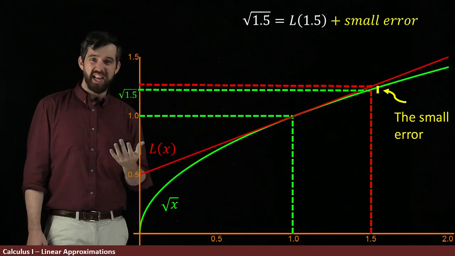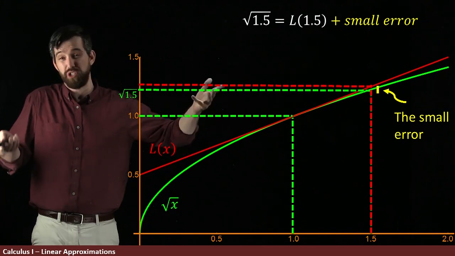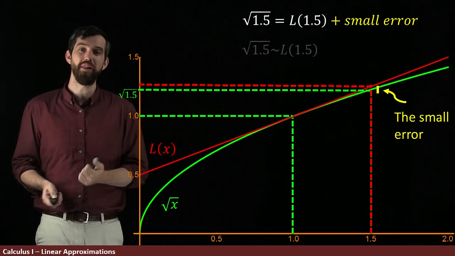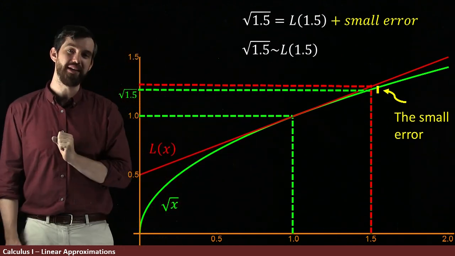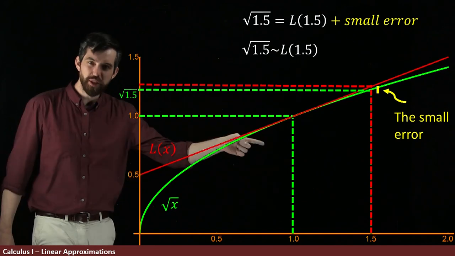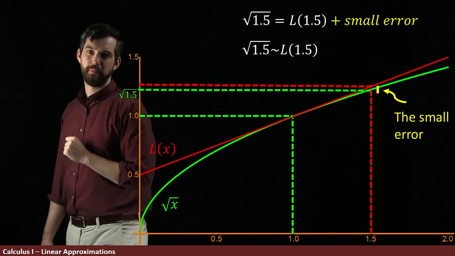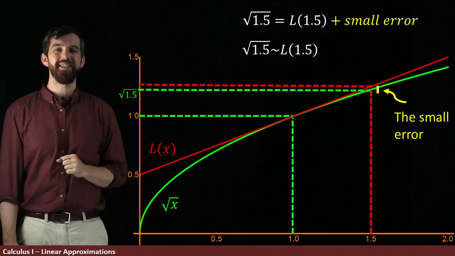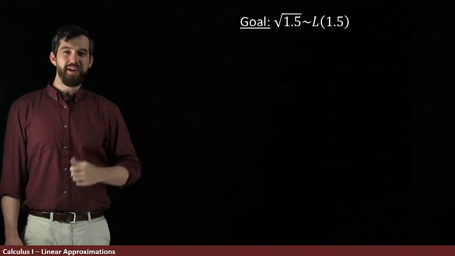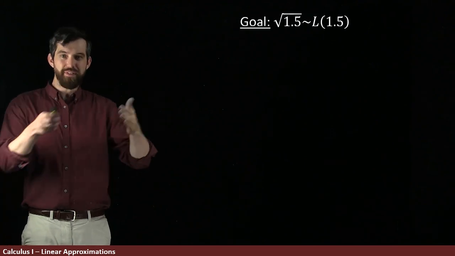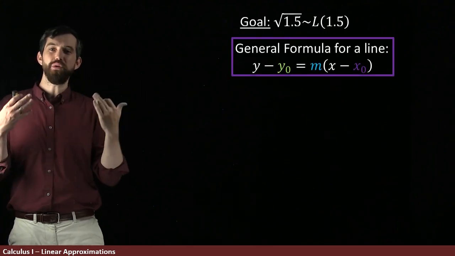And another way I can say it is, if my error truly is small, and I haven't justified outside of this graphical picture why it's small, but if it truly is small, then I'd be able to say that the square root of 1.5 is approximately the same thing as the tangent line computed at the point 1, but evaluated over here at 1.5. So let's try to figure out what this tangent line is. That's our goal: the square root of 1.5 is the tangent line at 1, evaluated at 1.5. And I'm going to remind you first of the general formula for a line.